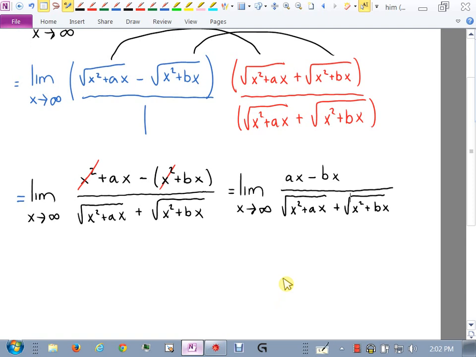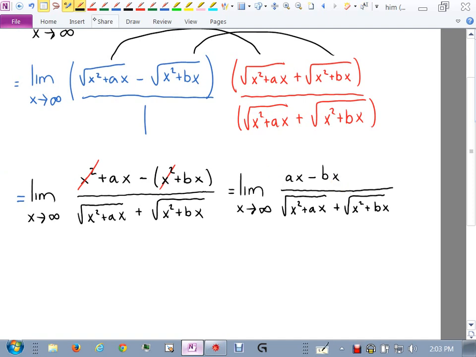I'm not sure that we gained anything there, did we? Let's see. What's happening on top? We get infinity here. a times infinity should be infinity, minus b times infinity should be infinity. Infinity minus infinity is, I don't know, right?